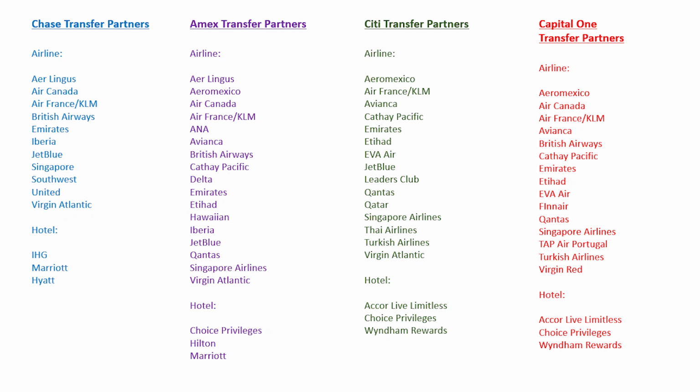Now this is helpful if you have multiple currencies, like if you have some Chase points, some Amex points, and some Capital One points. You can transfer all those different points and they can all land in the same spot to help you plan a trip.